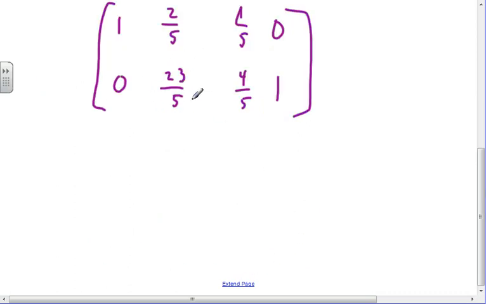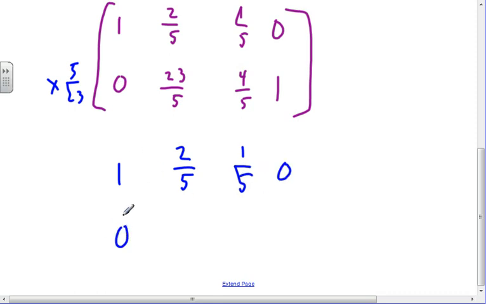Now I look at this, and I want this guy to be a 1. So I'm going to make it a 1 by multiplying by 5/23. So I've got a 0, 2/5, 1/5, 0. Still have a 0 there. And this is going to be a 1. And this is going to be 4/23. And this guy is going to be 5/23.